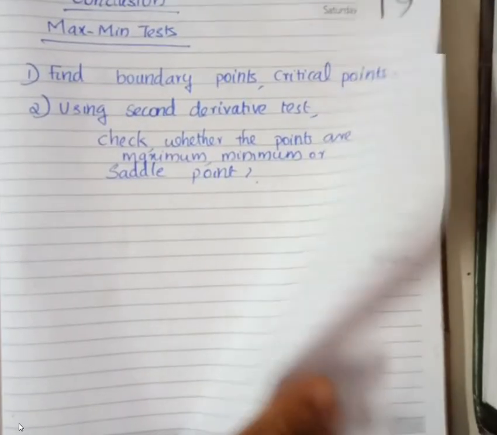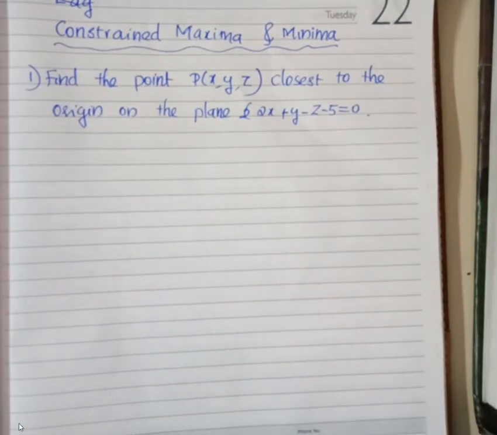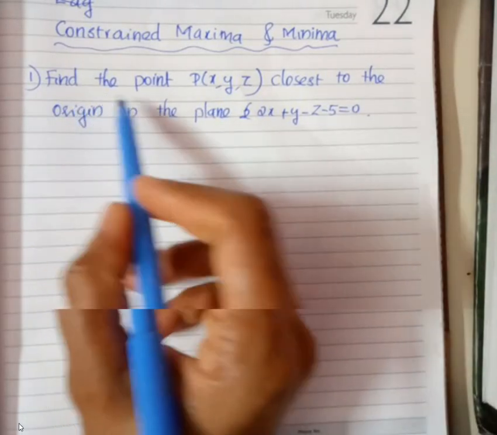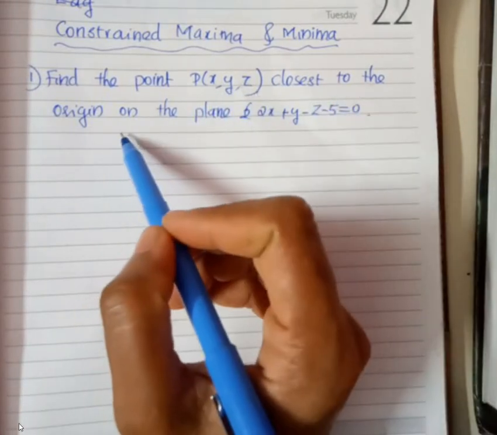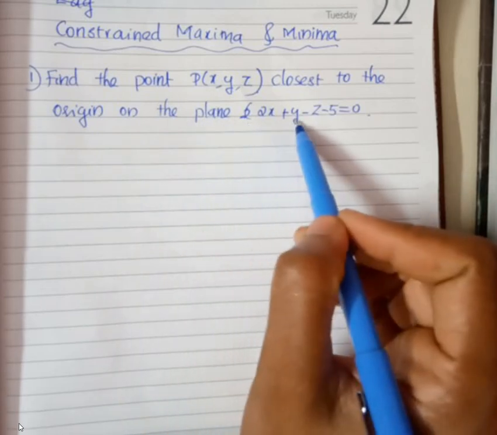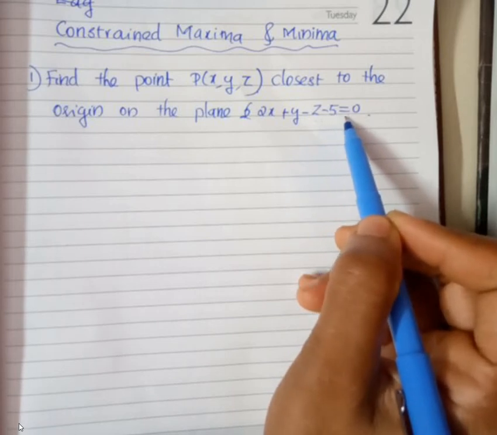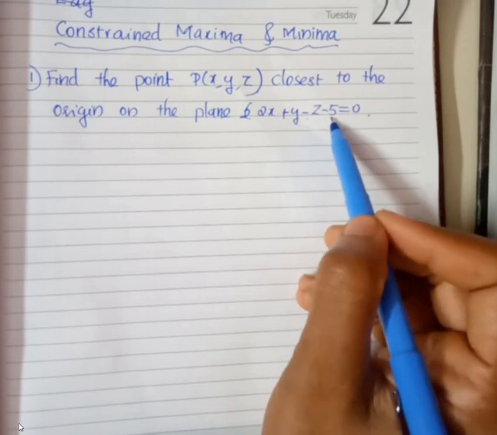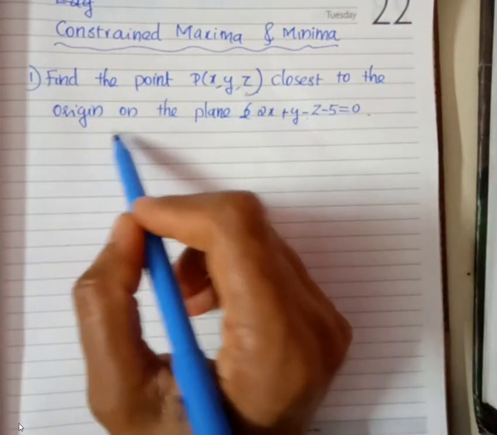so next I'd like to explain the constraint maxima and minima. So using an example, we can explain these. The first question is, find the point P of x, y, z closest to the origin on the plane 2x plus y minus z minus 5 equal to 0. Find the point P closest to the origin.